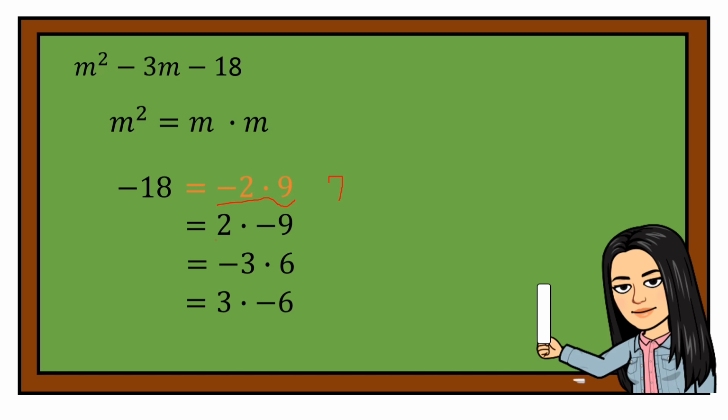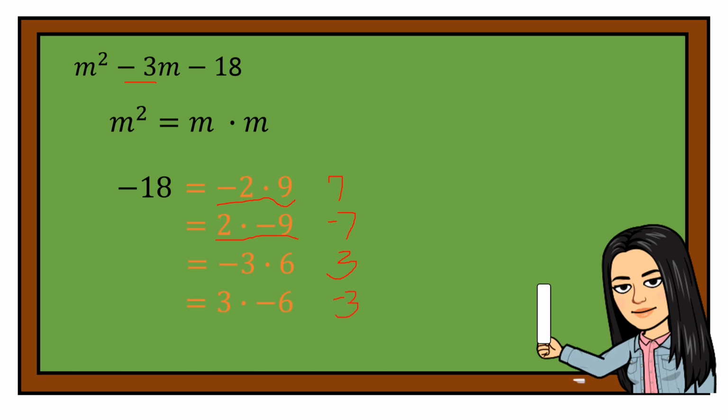Next, add the pair 2, negative 9. So the answer is negative 7. Okay? So hindi rin itong pair na to. Next, negative 3 plus 6 will give us positive 3. Okay? So hindi rin because we are looking for negative 3. Okay? So last pair, 3 and negative 6. So this will be equal to negative 3.